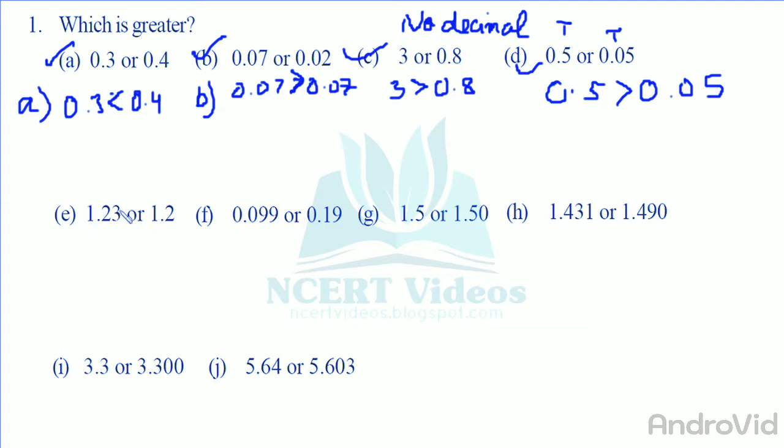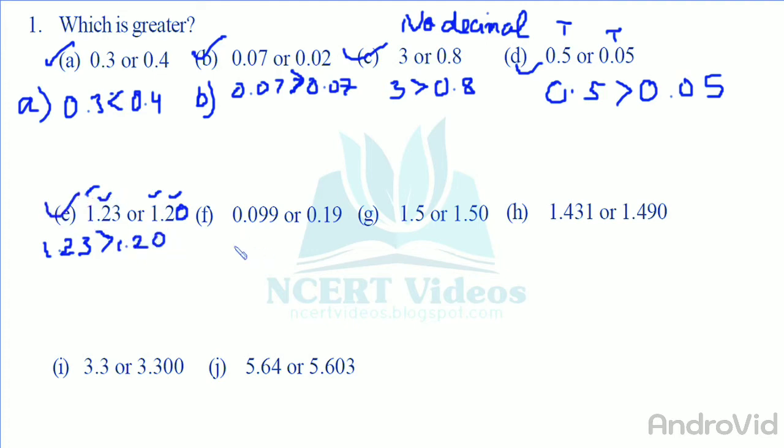E part. We have tenths same, 2, ones same, 1. But here, look, 3 is greater than, here we have 0. Where nothing is written, let it be 0. 1.23 is greater than 1.2.